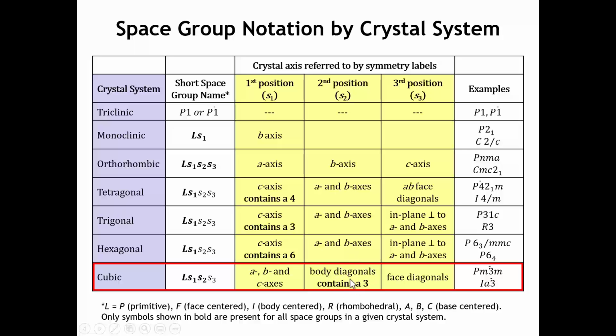The second position always contains a 3 or a 3-bar, because that second position is going to be along the body diagonals. And remember, the defining symmetry element of a cubic space group is 3-fold axes along the body diagonals. And then finally, the third position would be along the face diagonal. In the slides that follow, we're going to graphically look at those, and I think it'll be a little bit easier to see it there.